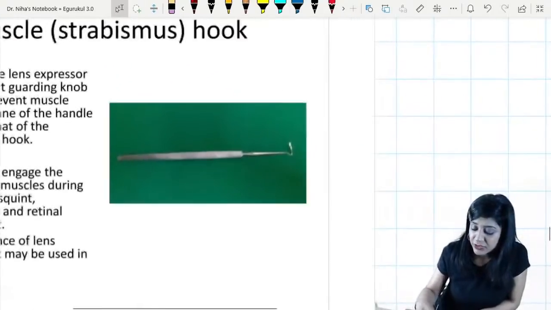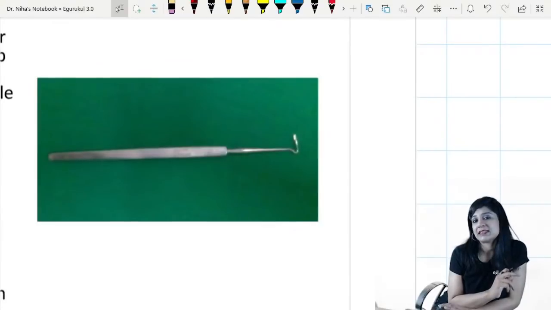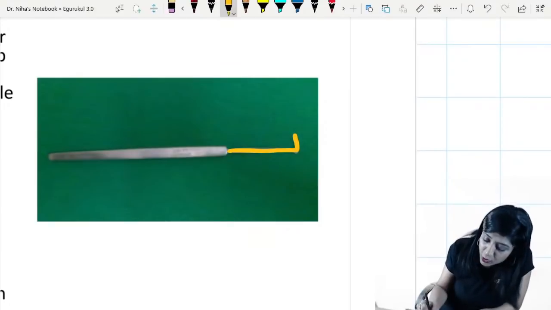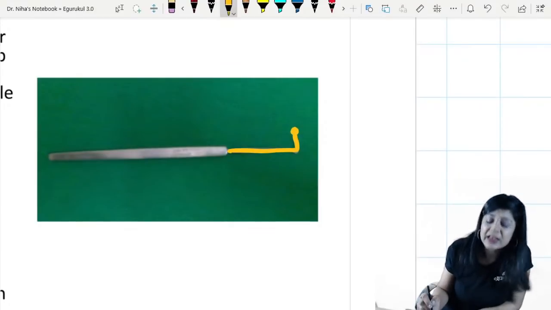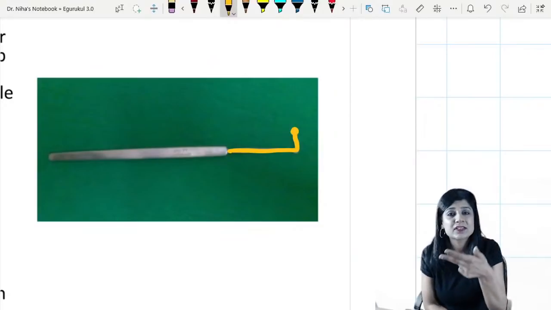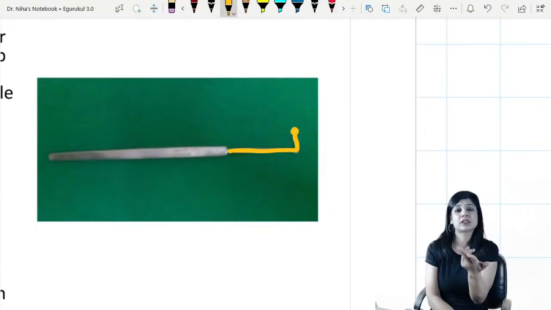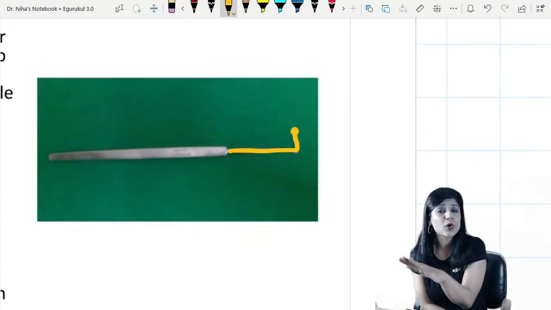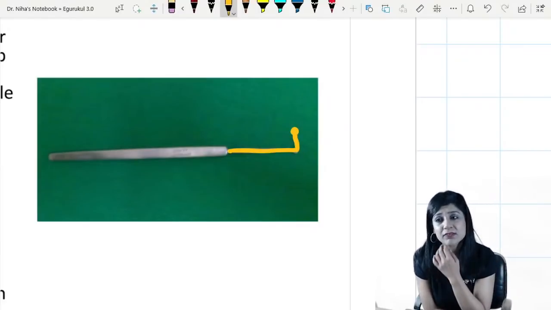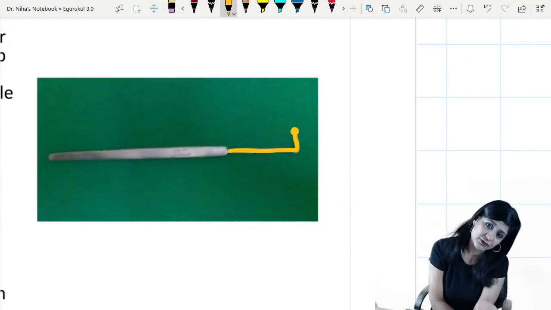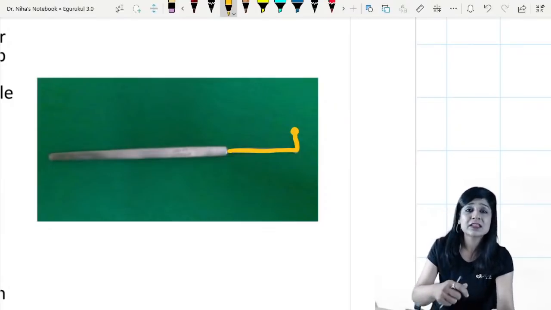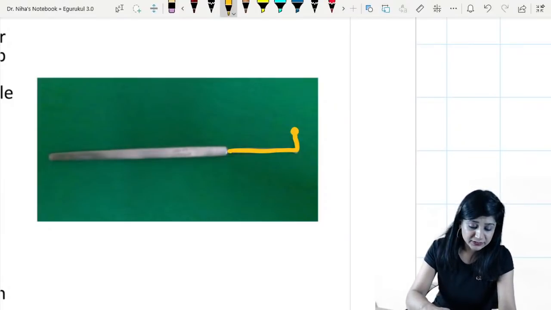Now see, I was telling you that similar to the lens expressor, we have one more instrument. See, this is again your muscle hook. The only difference is that it has just a blunt tip, because it has to handle the muscles. So when you are doing squint surgeries, we are using the squint hook. But sometimes if you do not have one, we can use them in exchange. You can use the muscle hook in place of the lens expressor, and vice versa. So with this, we have come to the end of the session.